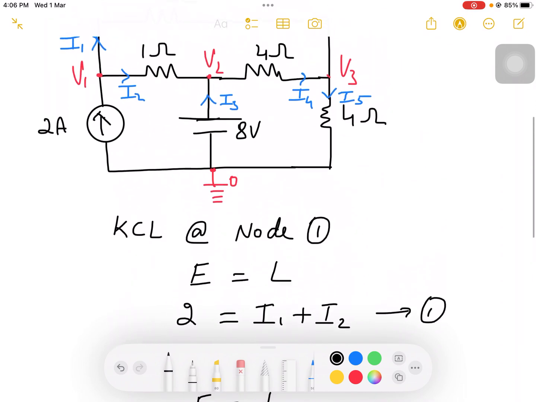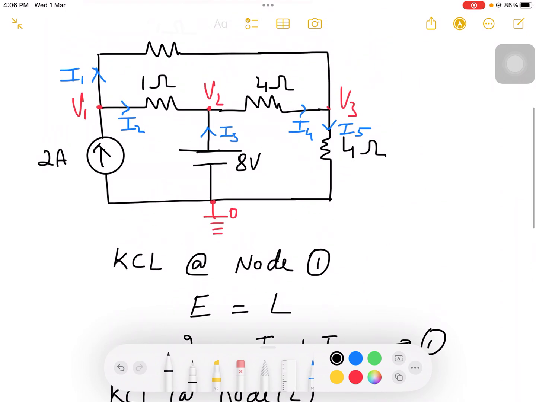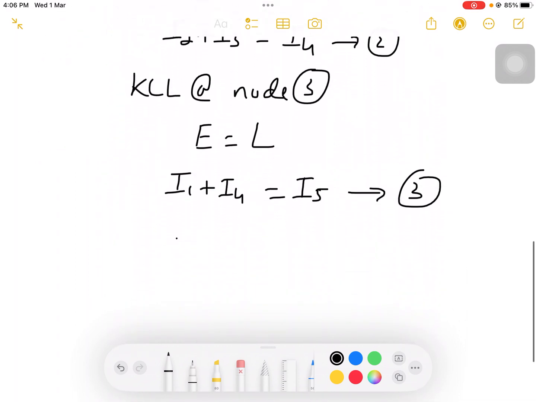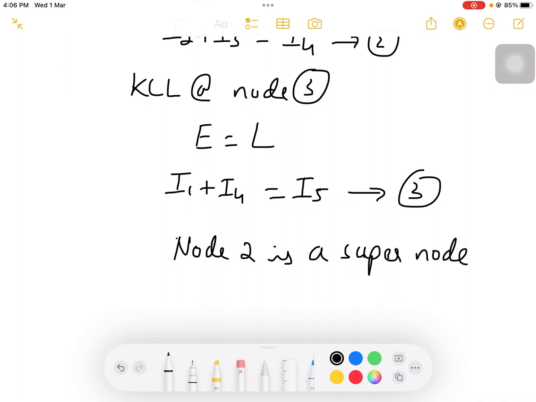Since in this circuit, node 2 is a super node, which is given with a voltage polarity, V2 will be plus 8 volts. Because the other node is 0, I am not considering that. Hence node 2 is a super node, and V2 is 8 volts. This is given.